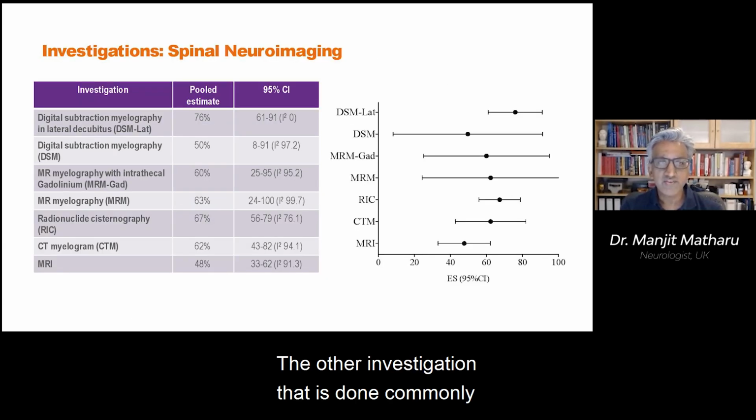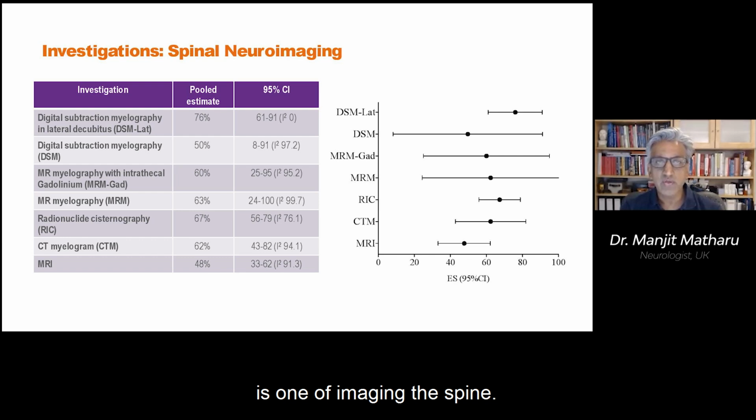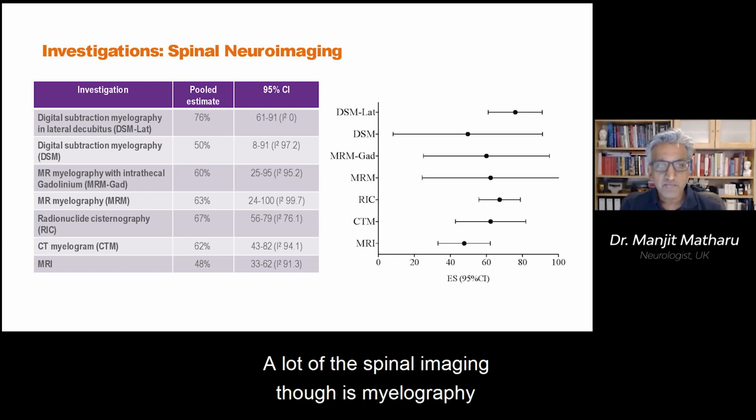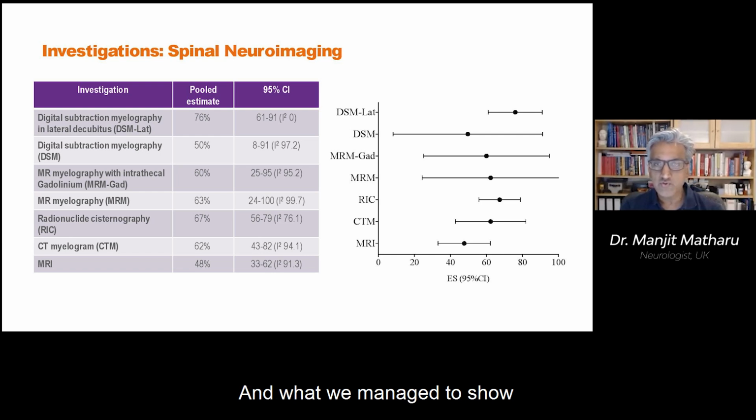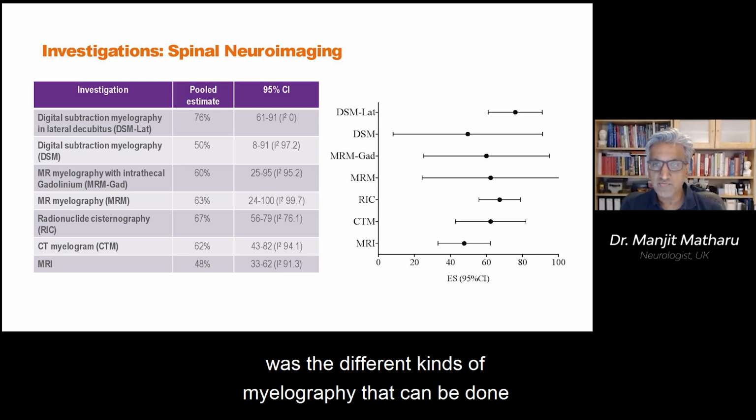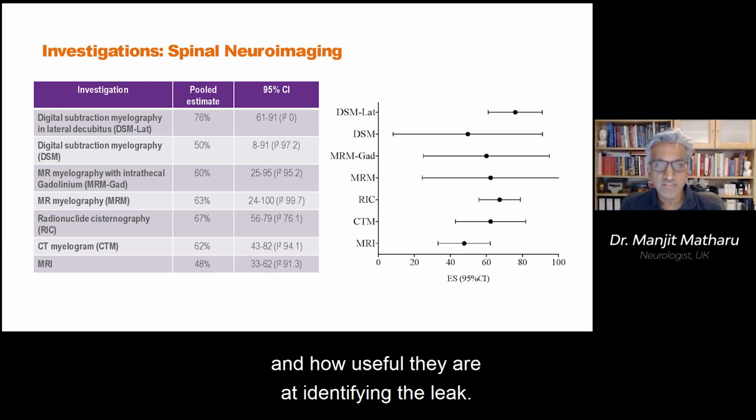The other investigation that is done commonly is one of imaging the spine. An MRI of the spine can identify a leak in approximately half the patients. A lot of the spinal imaging, though, is myelography, and myelography is done to identify the site of the leak. And what we managed to show was the different kinds of myelographies that can be done and how useful they are at identifying the leak.